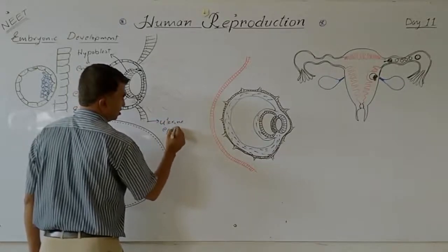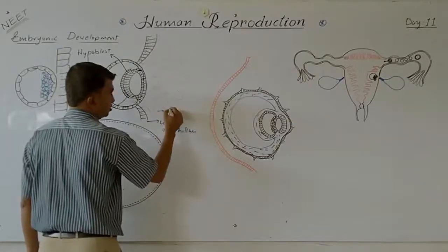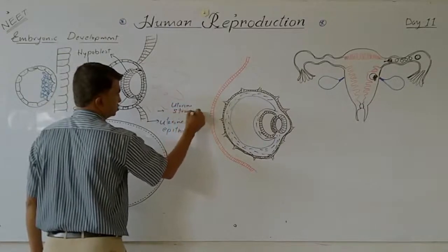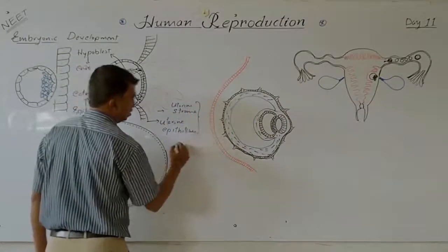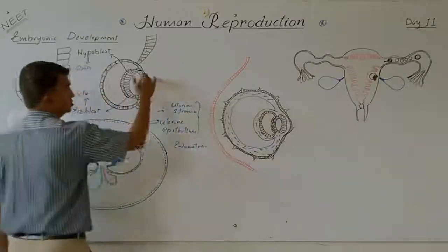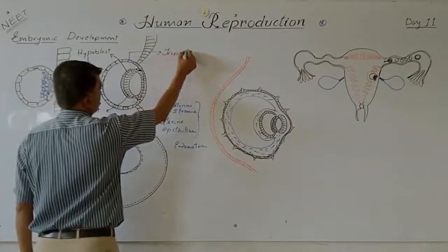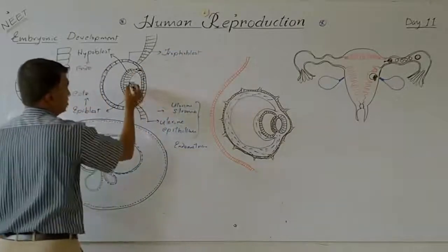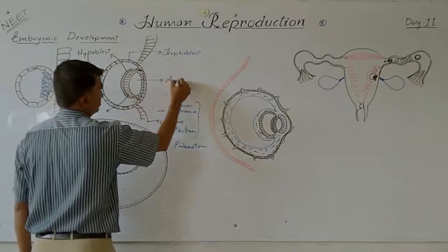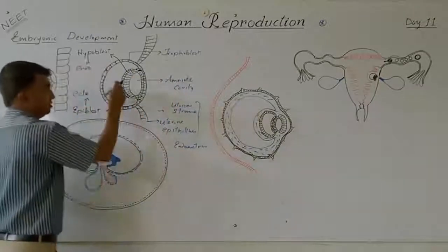This is the endometrial epithelium or uterine epithelium. This complete structure is called the uterine stroma. Collectively, this is called the endometrium. Yes? So this is nothing but the trophoblast, and this is the hypoblast, this is the epiblast. So this is called an embryonic cavity. Yes. So this is the mid.